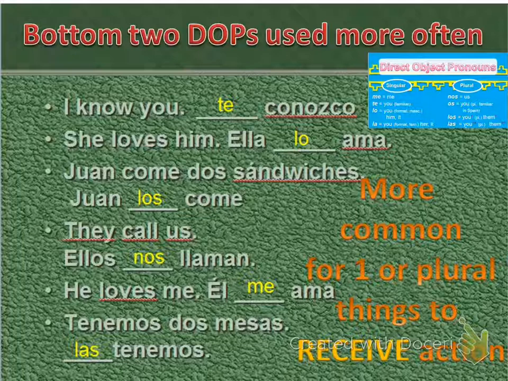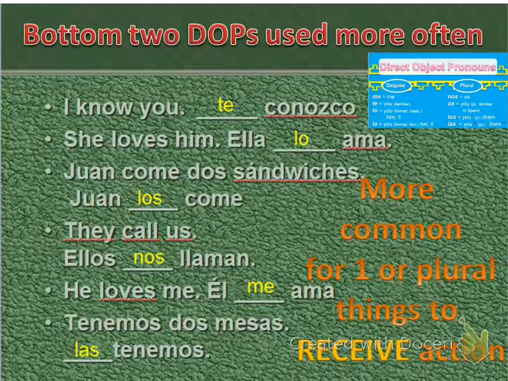Now, here's where I want to make sure that we understand. We're going to practice this, and we're only really going to use the bottom ones the most. The lo, la, los, and las. And I want you to think about this logically. Why would the bottom ones be used the most? Just like with reflexive pronouns, why did we use the se the most? The bottom conjugations, bottom two boxes, have more options. Él, ella, usted, ellos, ellas, ustedes, anything singular, anything plural. So you're going to use them more often.